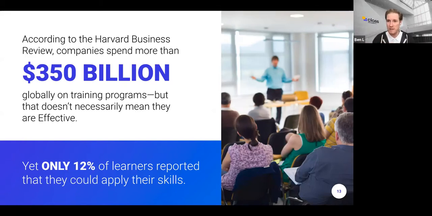We spent a lot of money on it. We were all in person, but just by virtue of being in person, it doesn't mean the learning outcomes are going to be met. It doesn't mean that your business is going to be more effective. It doesn't mean that you're spending $350 billion and it's all of a sudden going to work. Just like if I buy this technology, it's going to solve our problems. Throwing money at it doesn't necessarily fix it either.